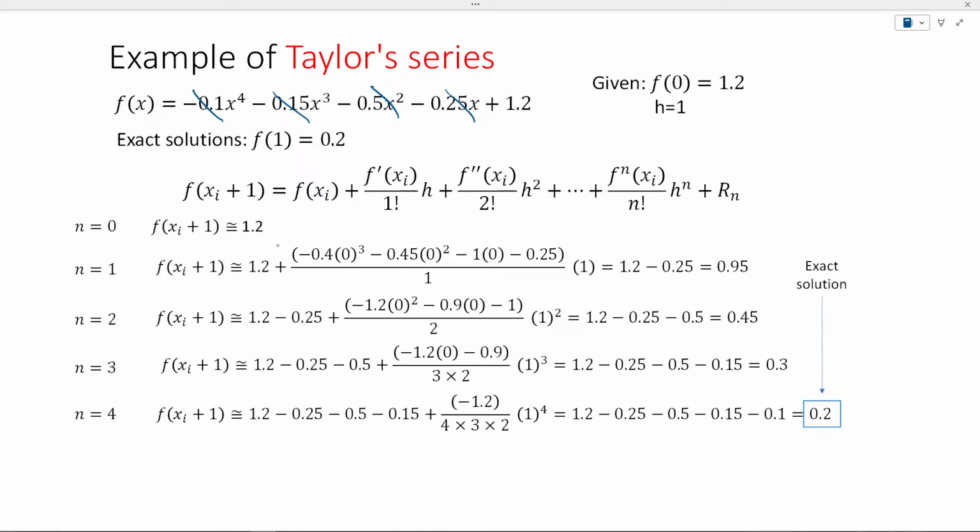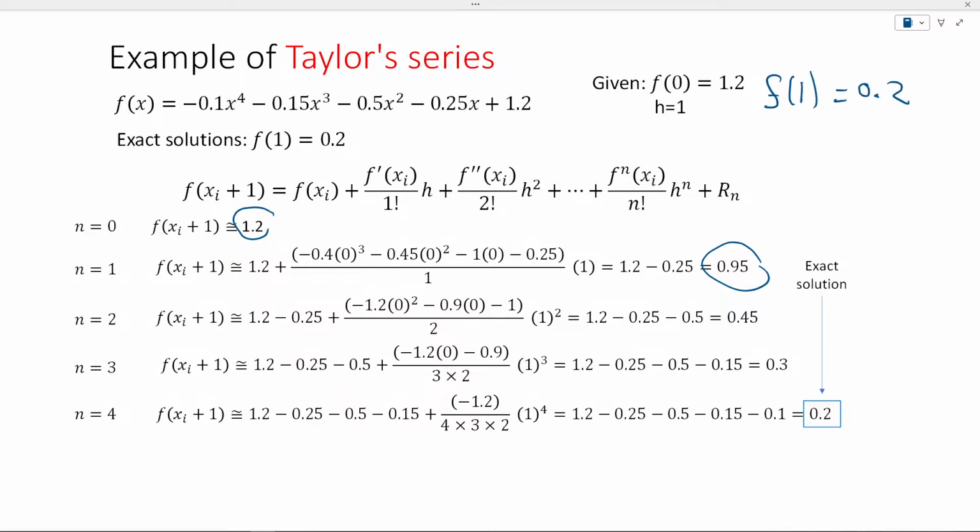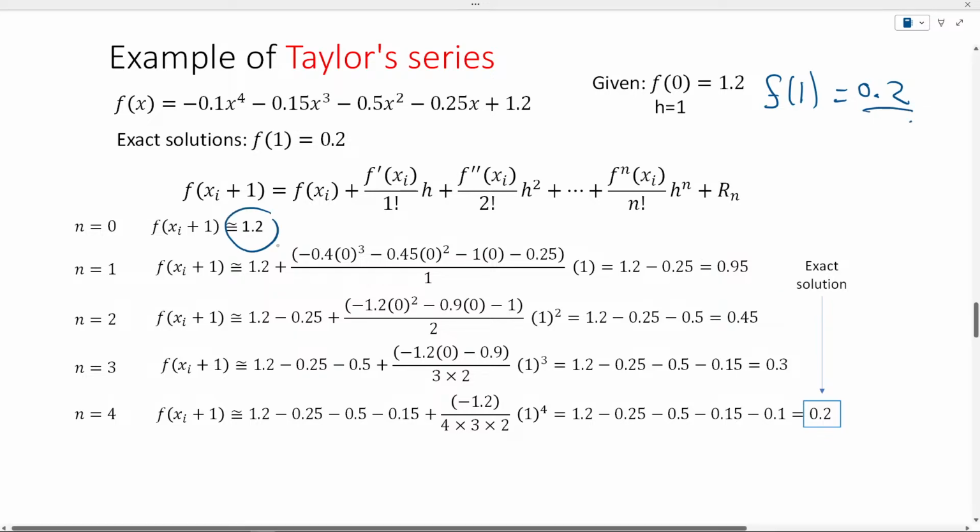We substitute 0, then you get something that looks like this. We know the exact solution, by the way, because I can just put x equal to 1 in this function, f of 1. The exact solution would be 0.2. So you see here, my first order approximation is far away from the true solution.